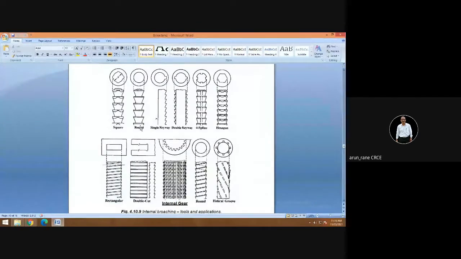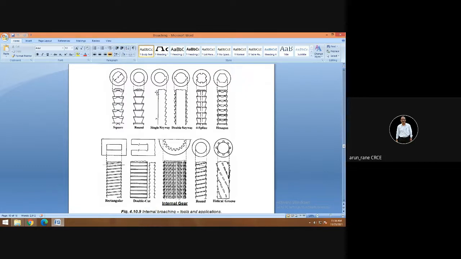There are broach manufacturers, so they will make a broach for you. This is a single keyway broach. This is a double keyway broach. Double keyway broach means two keyways will be done in one stroke. So obviously the machining time will be reduced, plus the alignment. Like suppose if you are using a single keyway broach, then you will have to rotate the workpiece by 180 degrees.